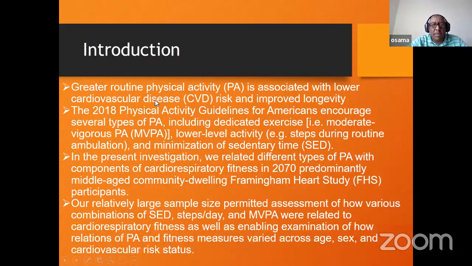Introduction. Greater routine physical activity is associated with lower cardiovascular risk and improved longevity. In 2018, the Physical Activity Guidelines for Americans encouraged several types of physical activity. These include dedicated exercise, moderate to vigorous exercise, lower-level activities such as steps or just walking, and minimal activity or sedentary time, called SED.